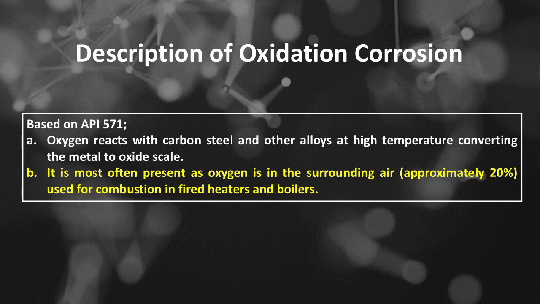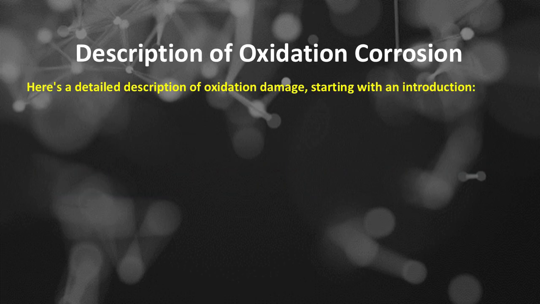Number B. It is most often present as oxygen is in the surrounding air, approximately 20%, used for combustion in fired heaters and boilers. Here's a detailed description of oxidation damage, starting with an introduction.